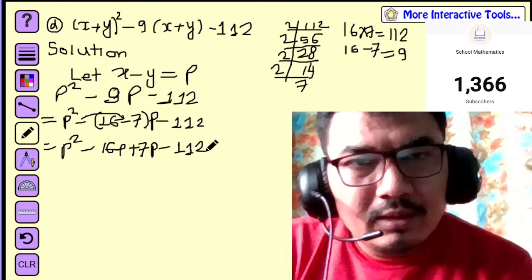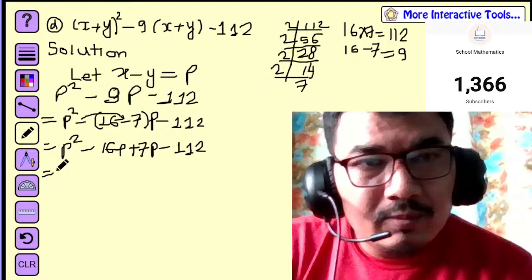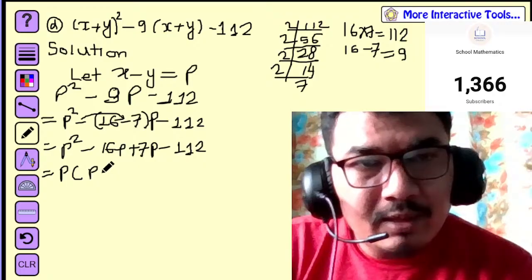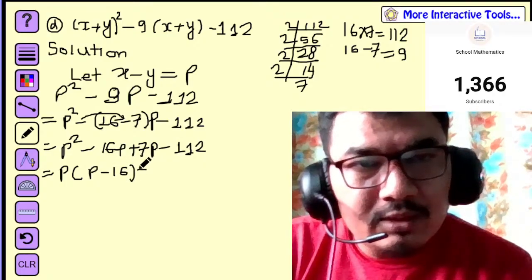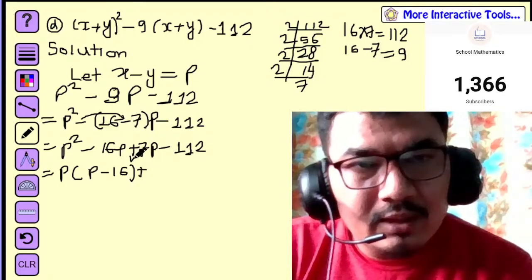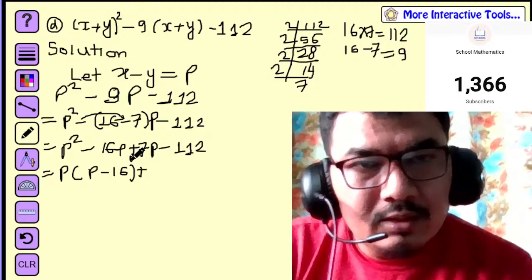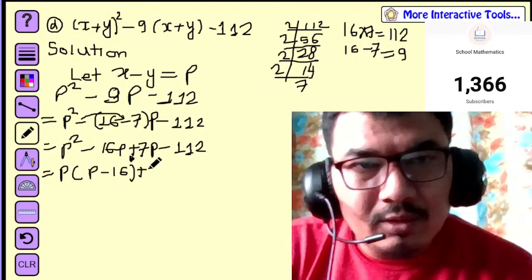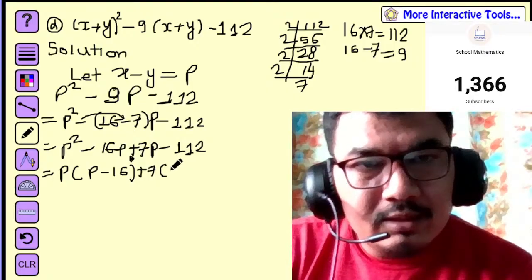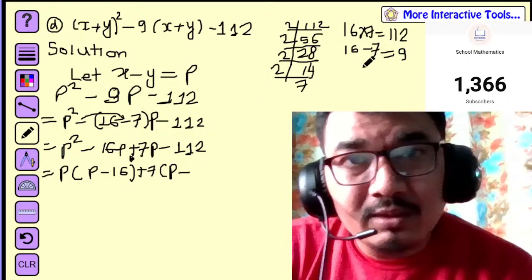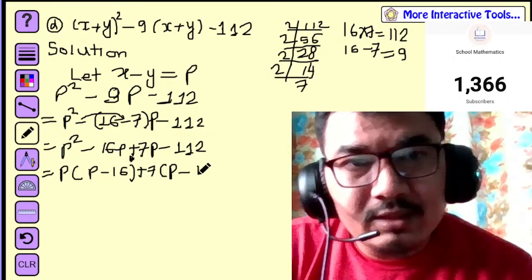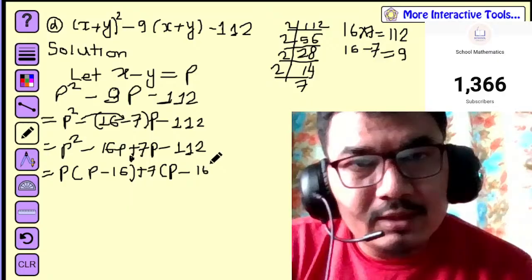Now let's take common from this 4, p common, and here remains p minus 16. It will remain 16 here, with a plus sign first. Which sign is here? This one. This sign we have to take common. Then plus, take common, there's 7, and this is p minus 16, 7 times 16, so there will be 16 remaining.